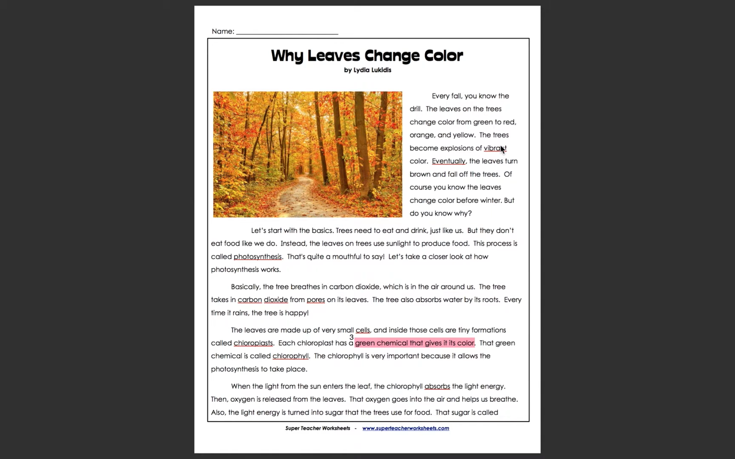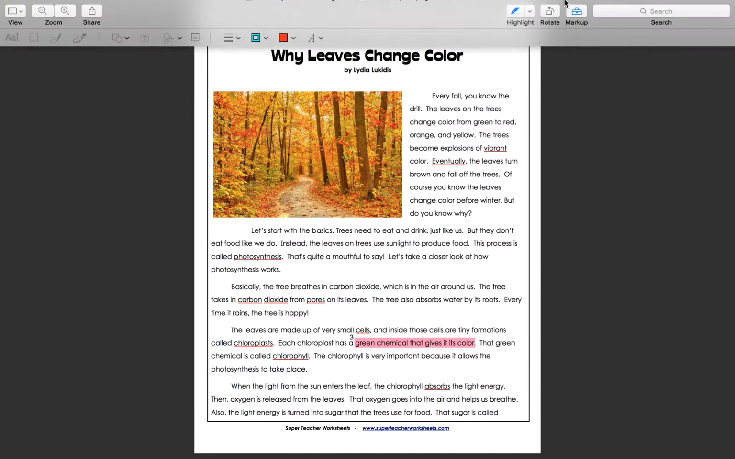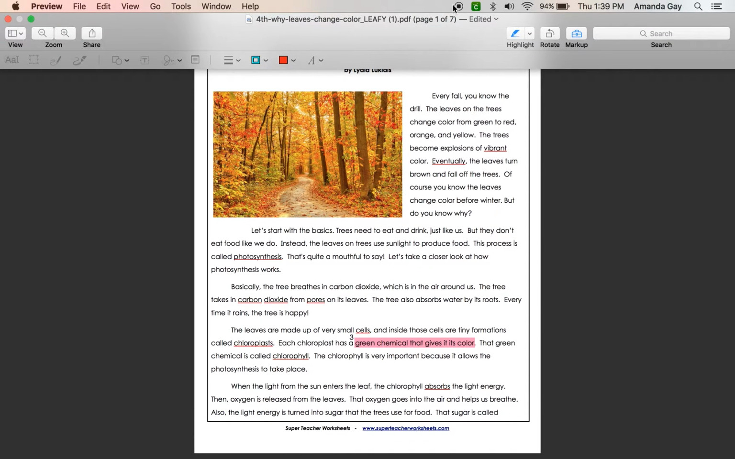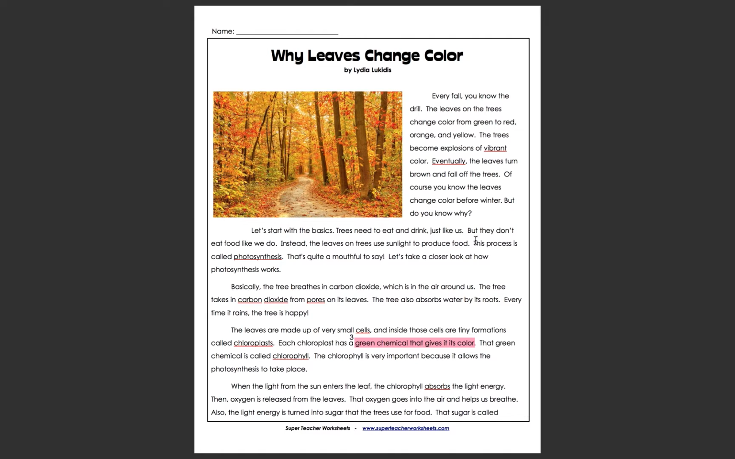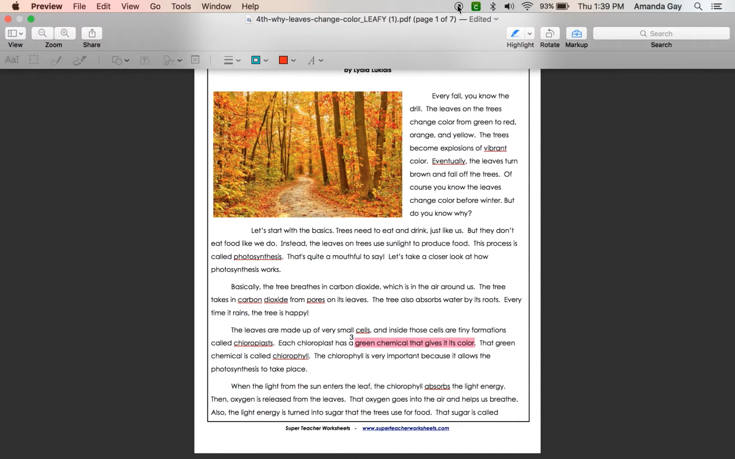Let's start with the basics. Trees need to eat and drink just like us, but they don't eat food like we do. Instead, the leaves on trees use sunlight to produce food. This process is called photosynthesis. That's quite a mouthful to say. Let's take a closer look at how photosynthesis works.